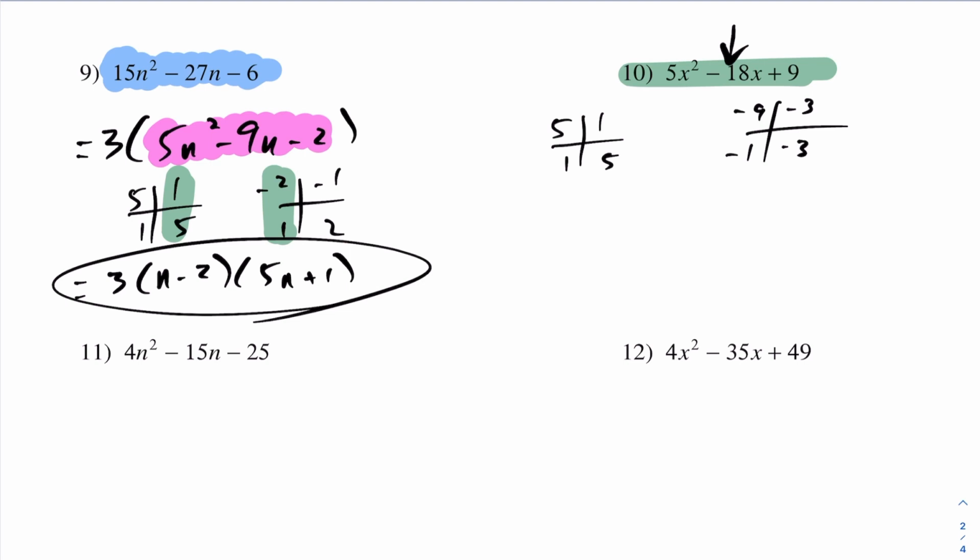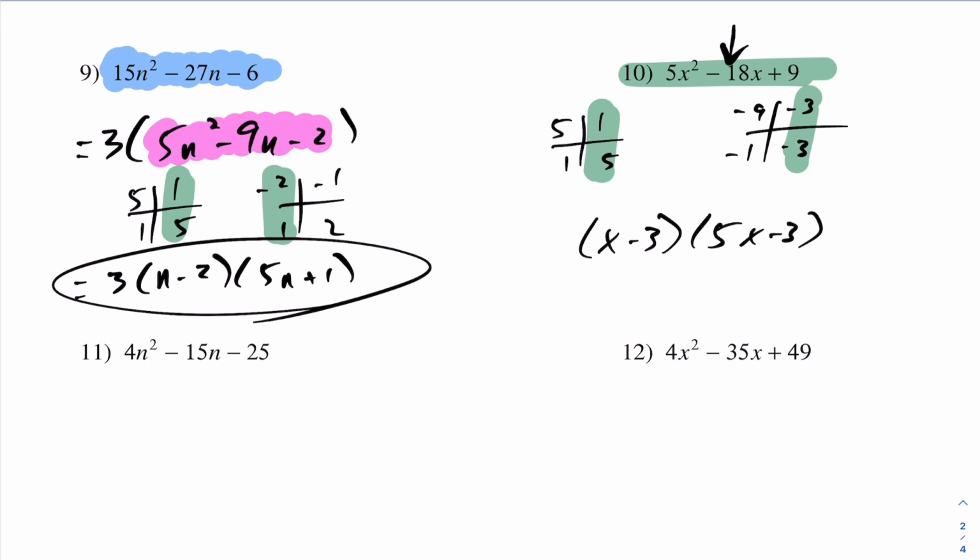And you'll see here right away by taking these two columns, I'll end up getting that because I'll have the 1 and the negative 3 is negative 3, and the 5 and the negative 15 is negative 15. That'll sum to be negative 18. So this factors into x minus 3 times 5x minus 3.